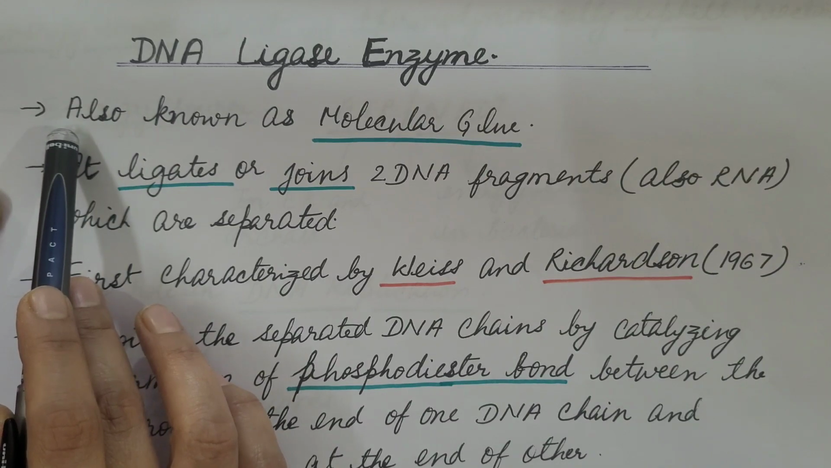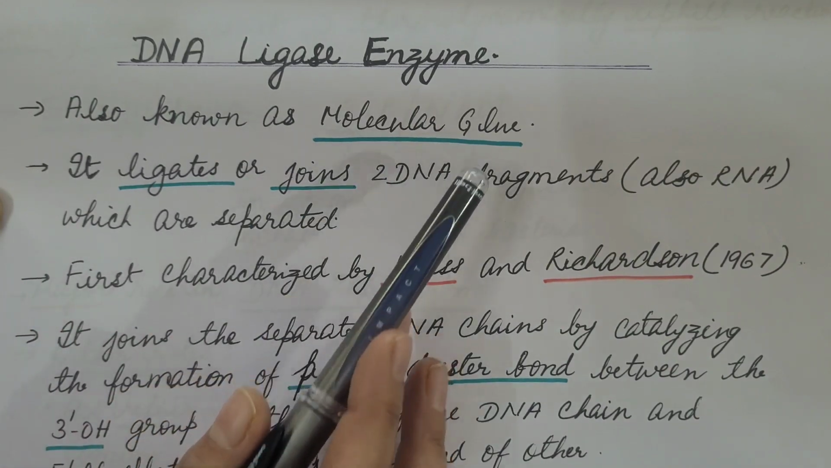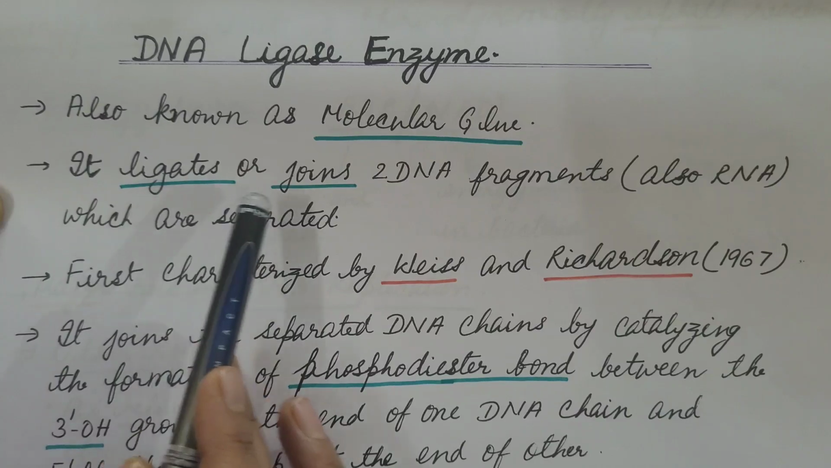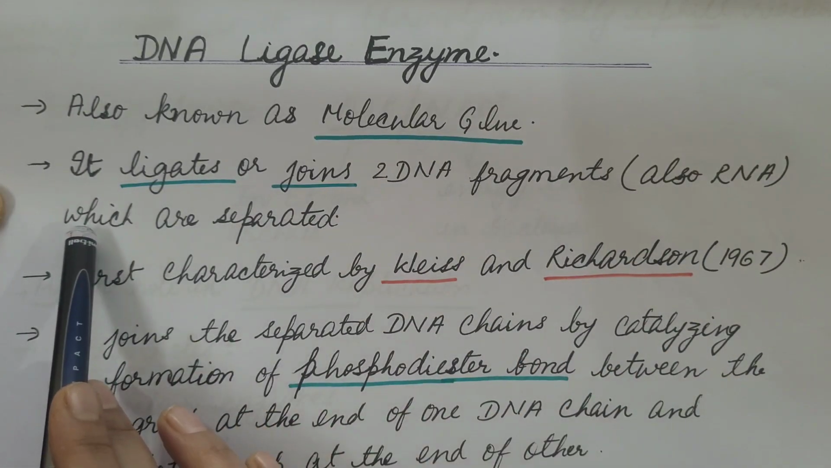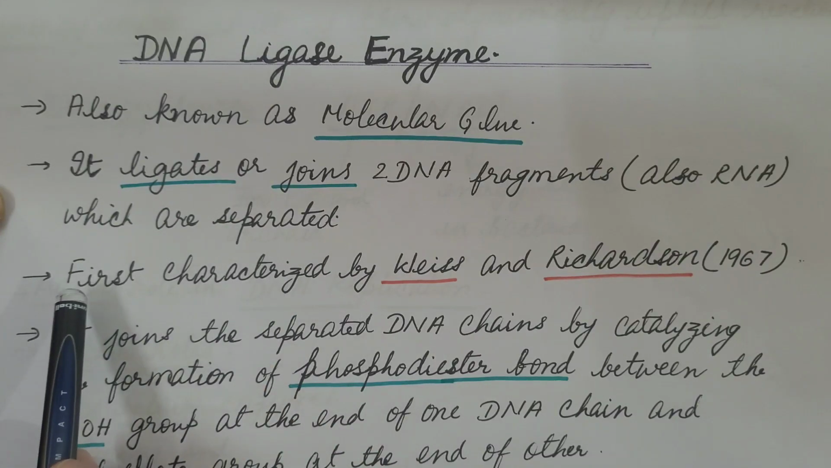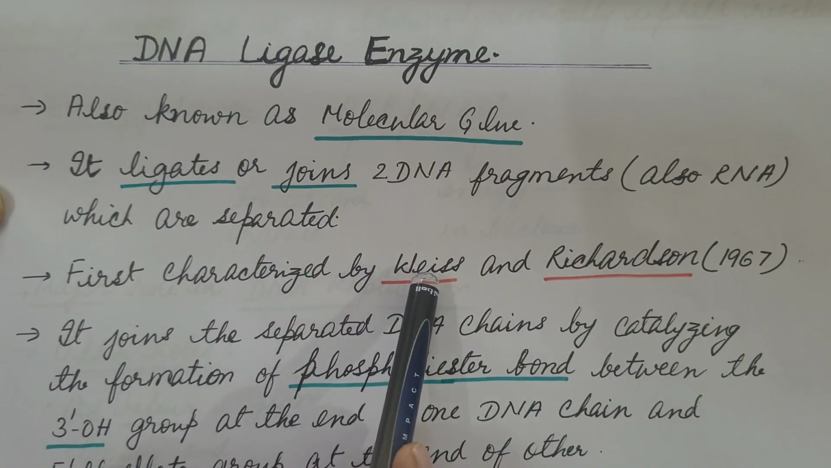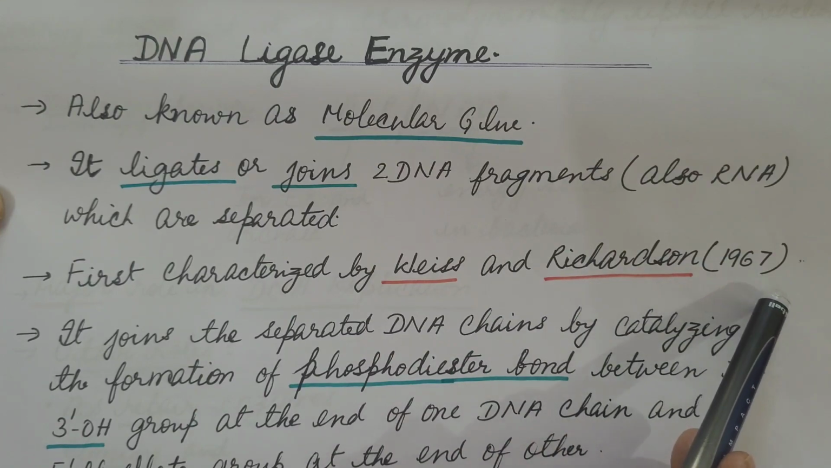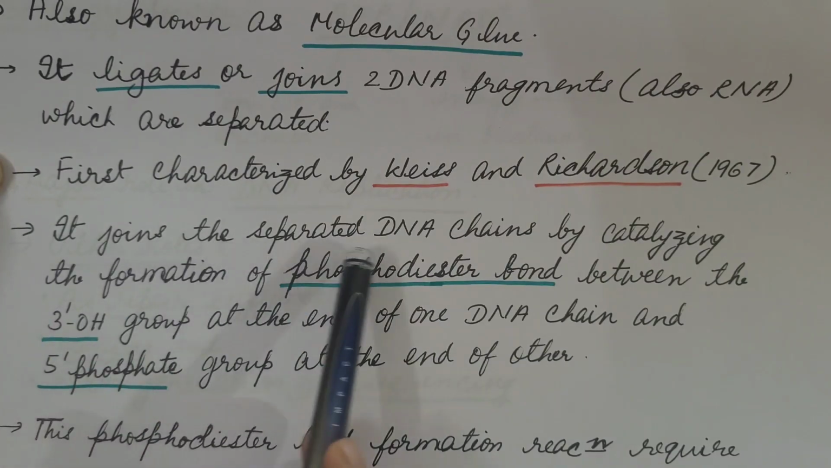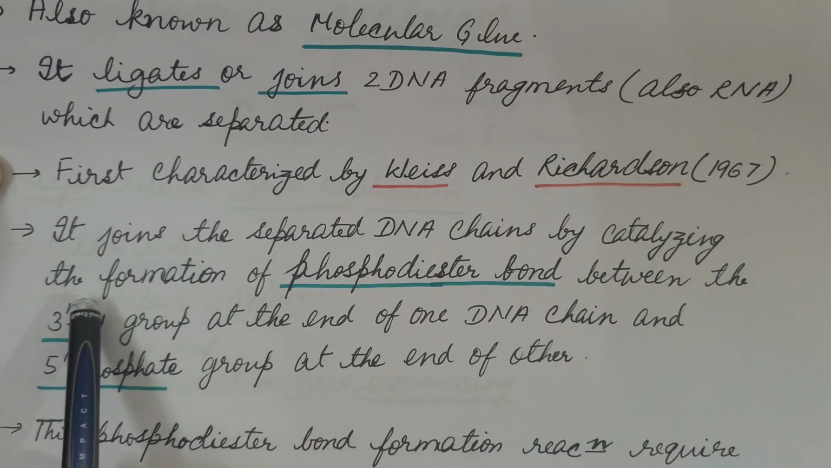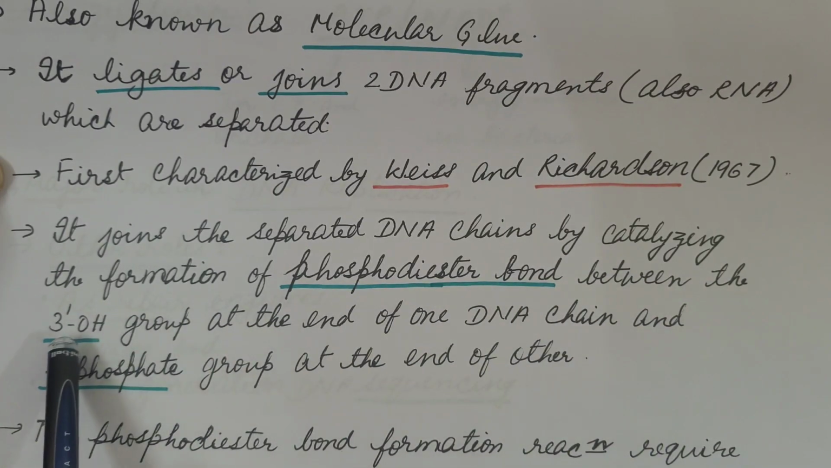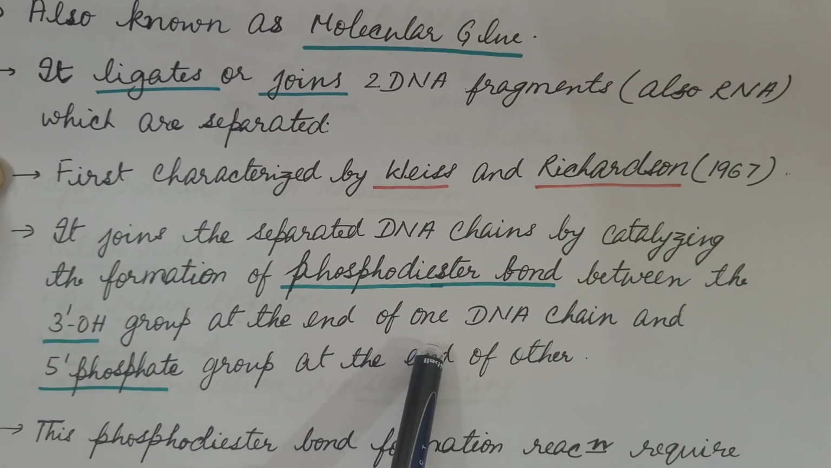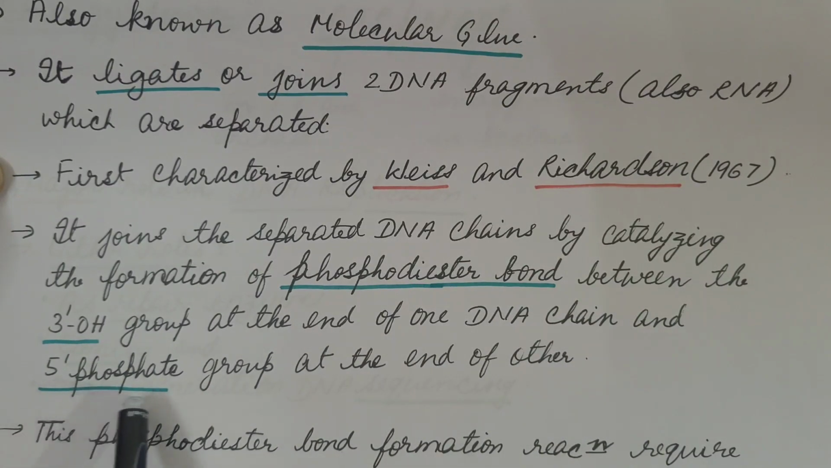DNA ligase enzymes are also known as molecular glue. It ligates or joins two DNA fragments, sometimes also RNA, which are separated. It was first characterized by Weiss and Richardson in 1967. It joins the separated DNA chains by catalyzing the formation of a phosphodiester bond between the 3' OH group at the end of one DNA chain and the 5' phosphate group at the end of the other.